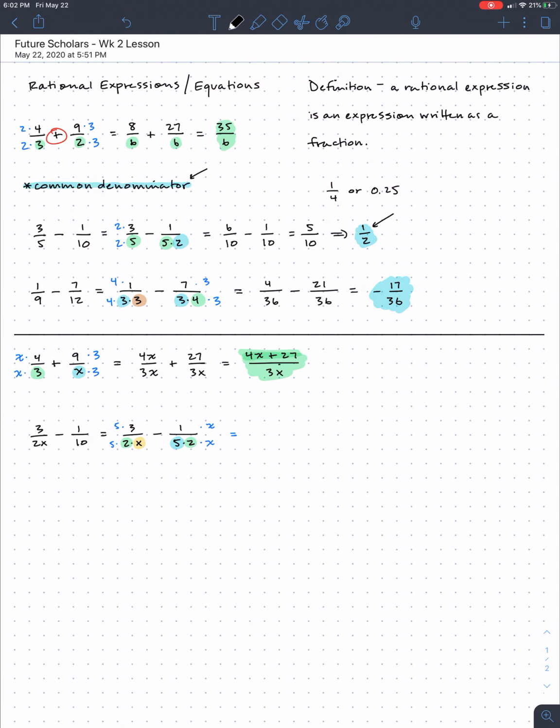So what do we got? Well, we got 15 over 10x minus x over 10x, and when I combine those, 15 minus x over 10x. And there's my final answer.